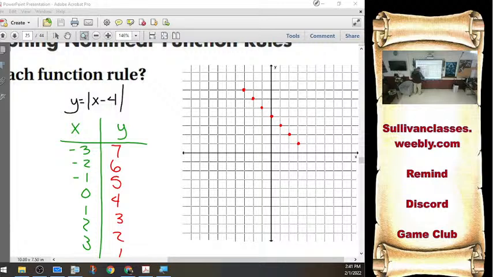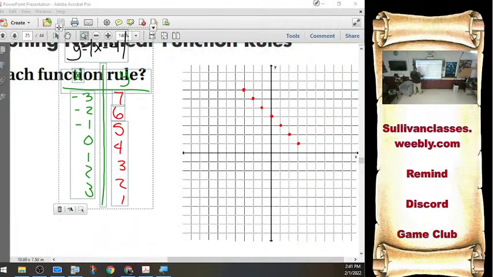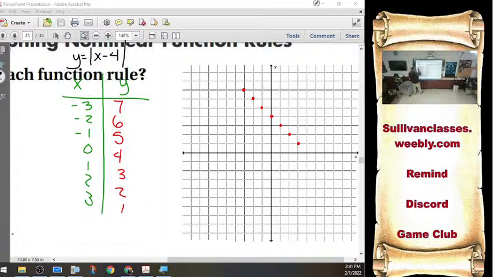What happens when I extend this table down? I want us to see what happens. Stick a 4 in there. 4 minus 4 is 0. Absolute value of 0 is still 0. Stick a 5 in there. 5 minus 4 is 1. Absolute value of 1 is 1. How far away from 0 is 1?